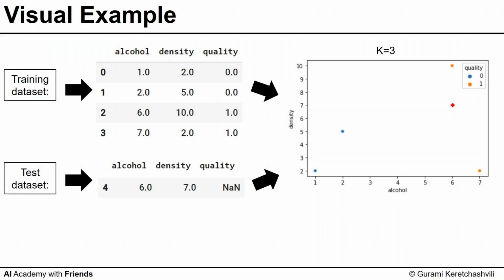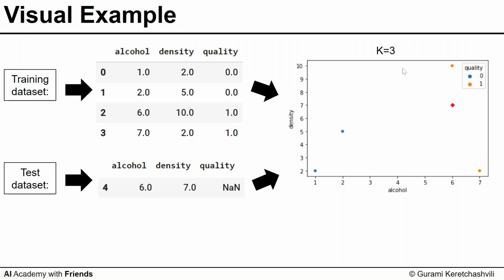Now I will show you the same example visually. We have the exact same dataset with a scatter dot visualization. Here, the red cross represents the test data point. Orange dots represent wines with good quality, whereas blue dots represent wines with bad quality. Our goal is to find out what the class of this test data is. Is it 1 or 0? To do that, we choose the value of k. In this case, let's say it equals 3.